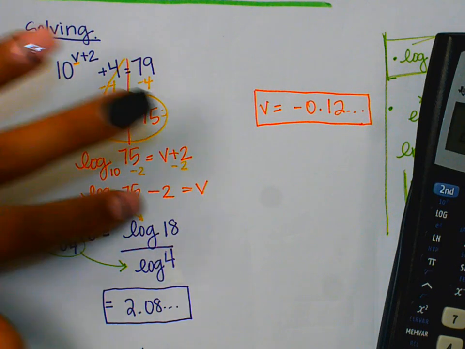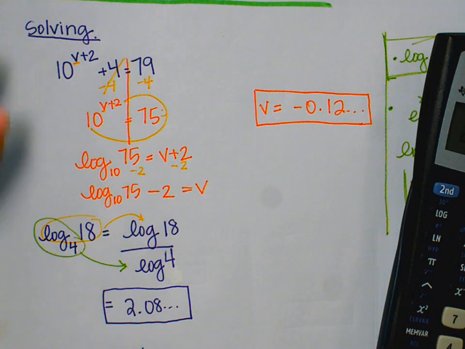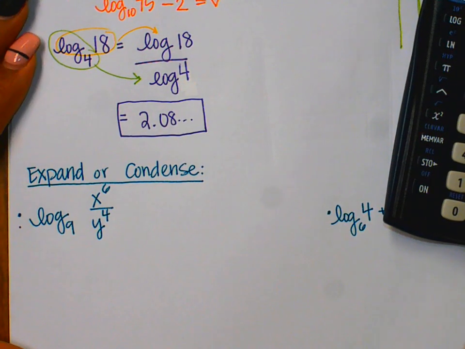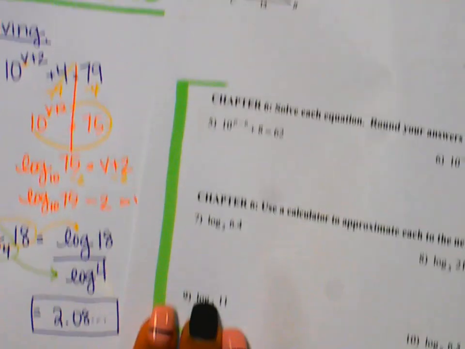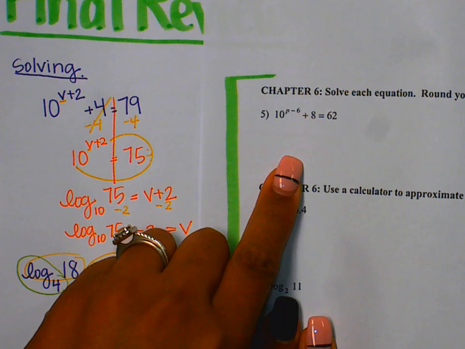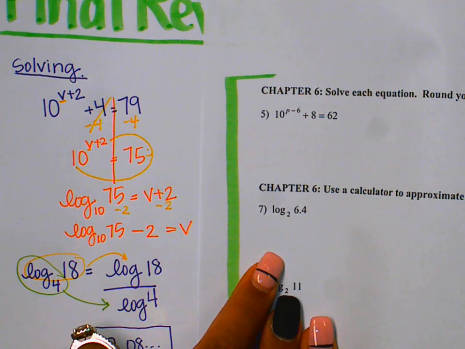So I know this looks really complicated. You're just plugging it into the calculator. So those have to do with this right here. So you'll do that for numbers 5 and 6, and then you'll do that for number 7 through 10.